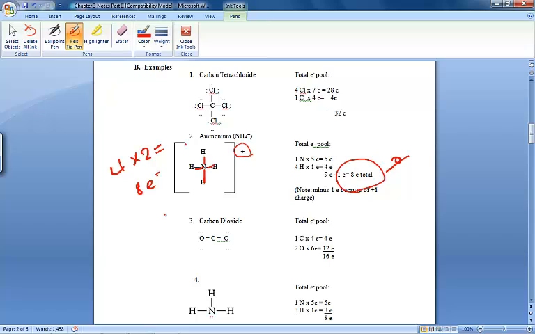That gives us a way of determining why only 8 electrons were built in the structure, because of this positive charge, and that helps us to confirm why we used 8 electrons.